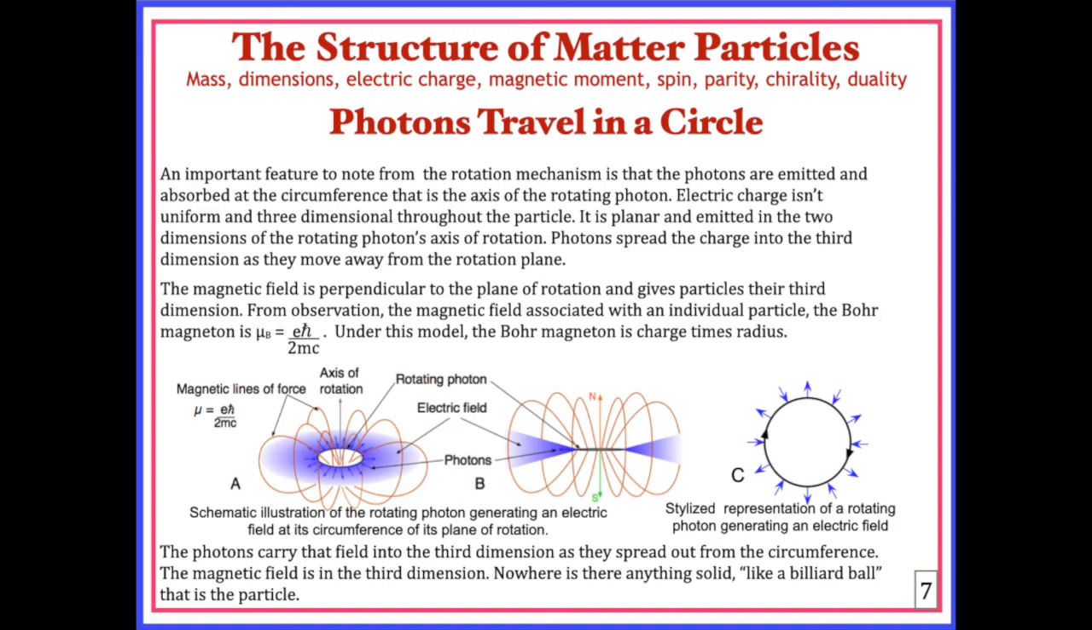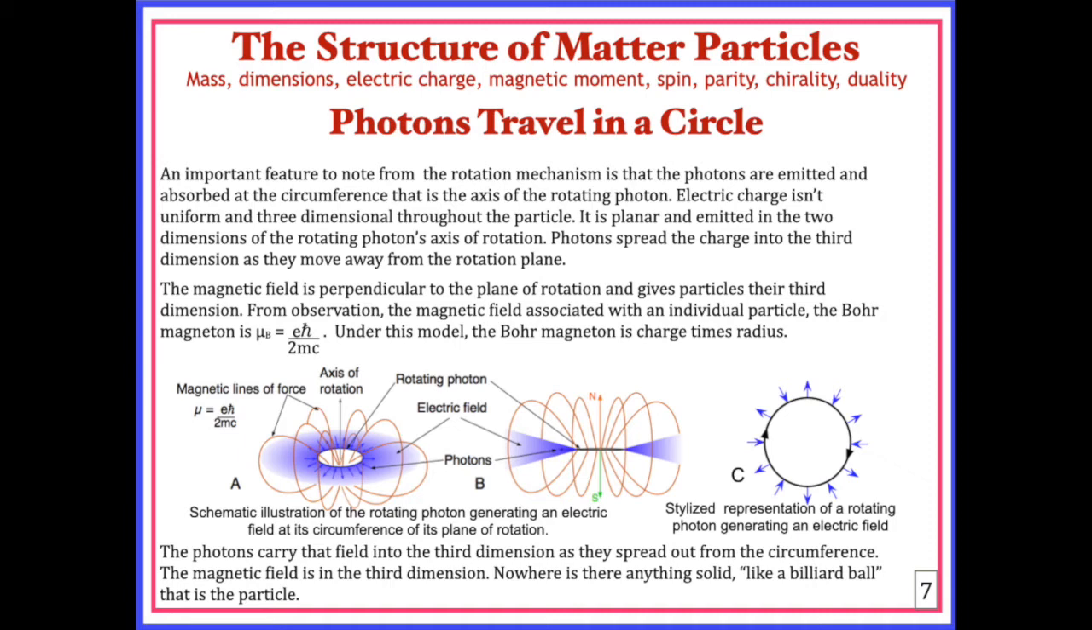The magnetic field is perpendicular to the plane of rotation and gives particles their 3rd dimension. From observation, the magnetic field associated with an individual particle, its Bohr magneton, mu B, is e h bar over 2mc. Under this model, a particle's Bohr magneton is its charge multiplied by its radius. I use that throughout this study. Also, to indicate a charged particle in general, I will use the notation in diagram C. The black line represents a rotating photon. The arrow heads its direction of rotation. The blue arrows represent the emission and absorption of photons to indicate that it is charged.